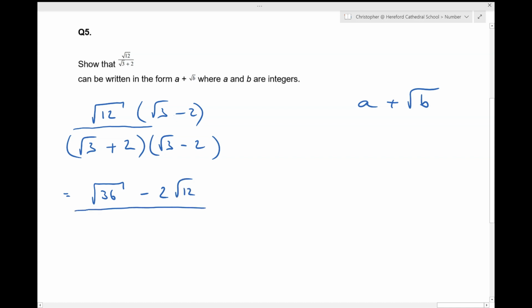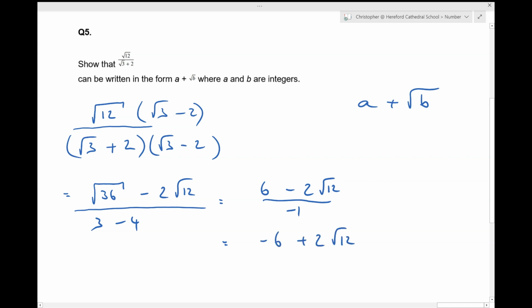Now, what's that going to give me on the bottom? Well, I know the middle terms are going to disappear, so I've got root 3 times root 3, which is 3, minus 2 times 2 is 4. So I'm going to get minus 1 on the bottom, aren't I? So I've got root 36, which is 6, minus 2 root 12 over minus 1. Change the sign on the top, gives me minus 6 plus 2 root 12.